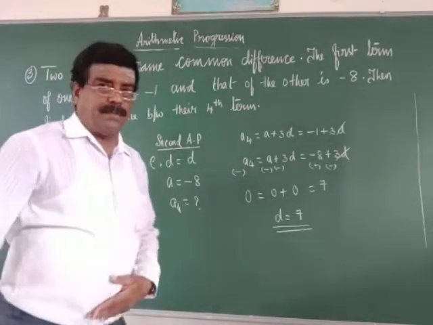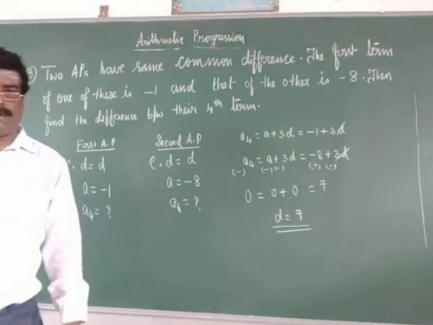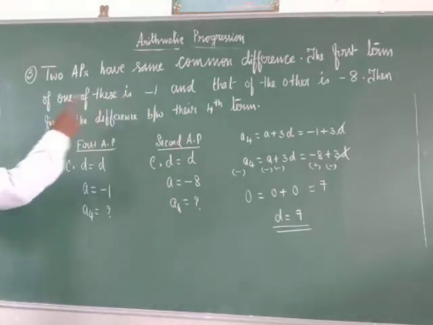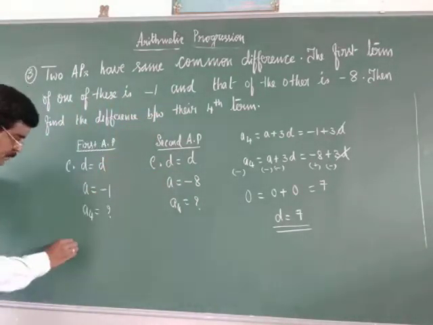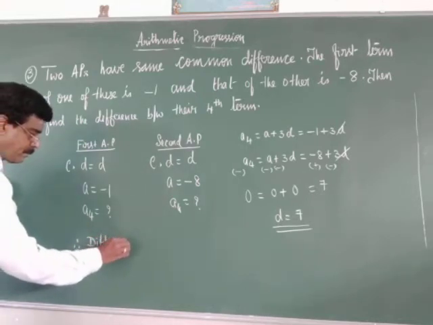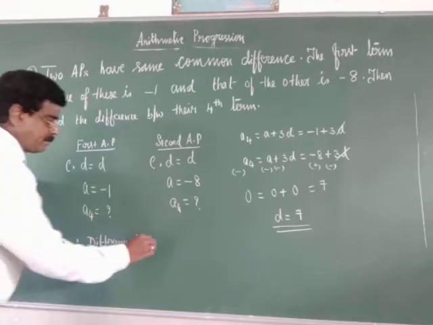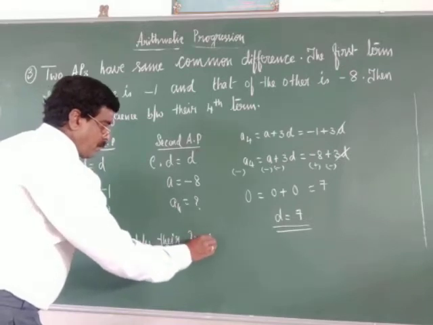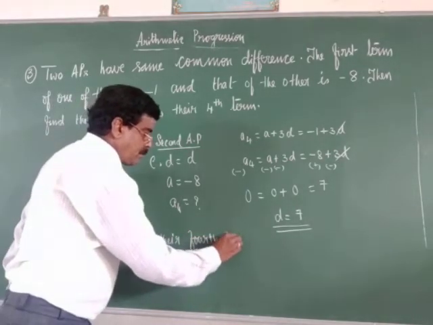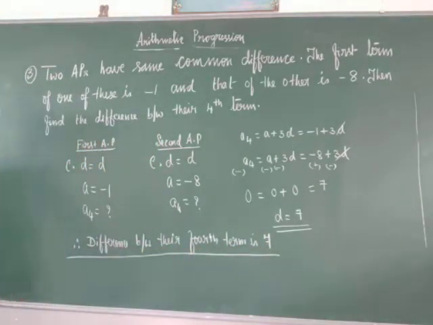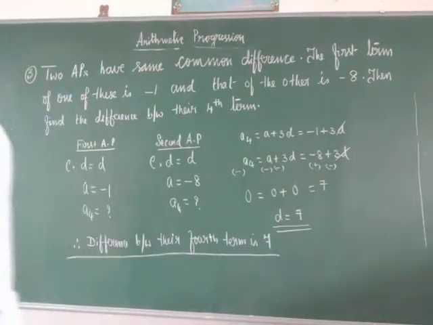Now let me check this by taking an example. So conclude the answer, children. Then find the difference between the fourth terms. Therefore, the difference between their fourth term is 7. This is how you have to conclude.